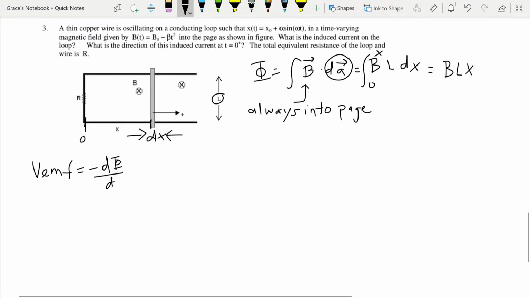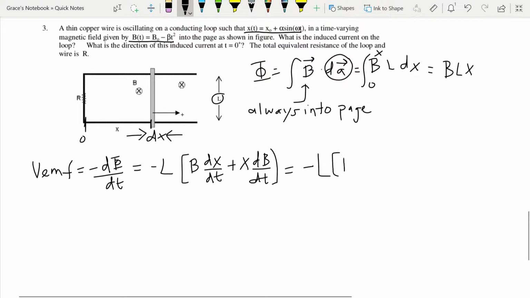But there are two things that are changing in the flux equation, and that's the B field and the distance, because they're both functions of time. So we're going to have to do the product rule. So we're going to have B times dx over dt plus x times dB over dt, and then multiply that by -L because L is constant.